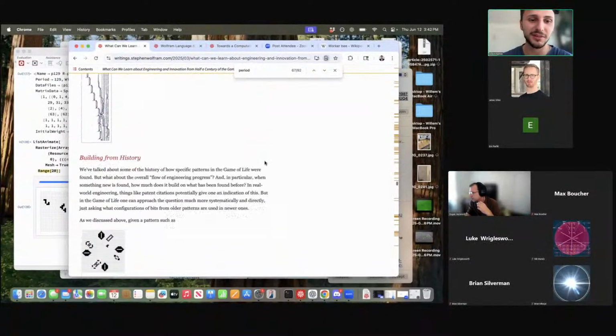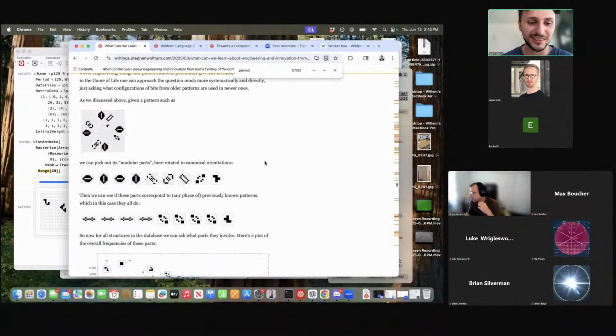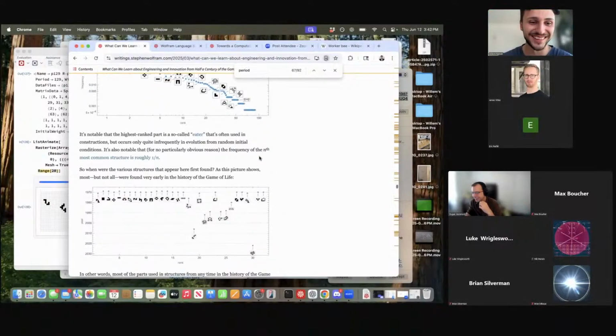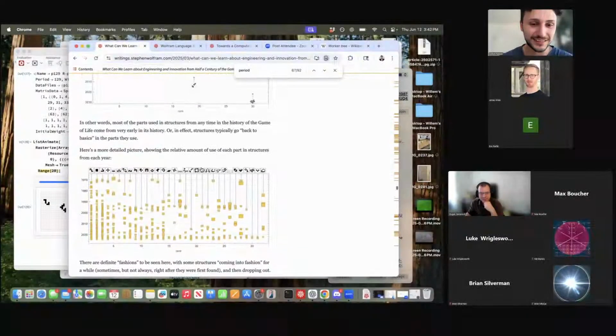Yeah, it was funny. As we were writing the post, they were making discoveries and we had to edit it. That's funny. Yeah, I think it's interesting.